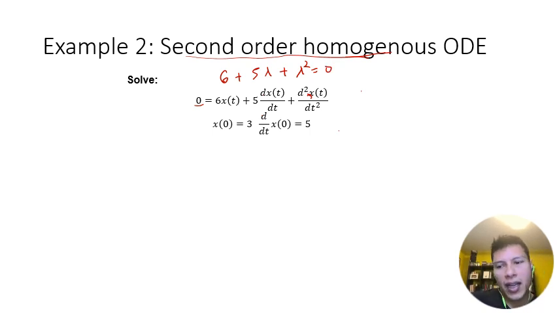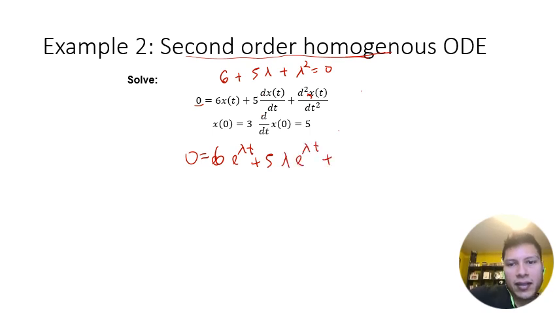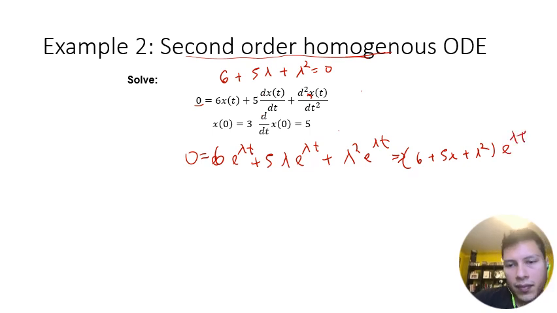I'm going to do it one more time, going over the old method just to show you that this indeed is true. So we're going to plug in 0 equals 6 e to the lambda t plus 5 lambda e to the lambda t plus lambda squared e to the lambda t. So we plugged in e to the lambda t into our differential equation, and that led to 6 plus 5 lambda plus lambda squared, times e to the lambda t. And as a result, this has to be 0, which is our original characteristic equation.